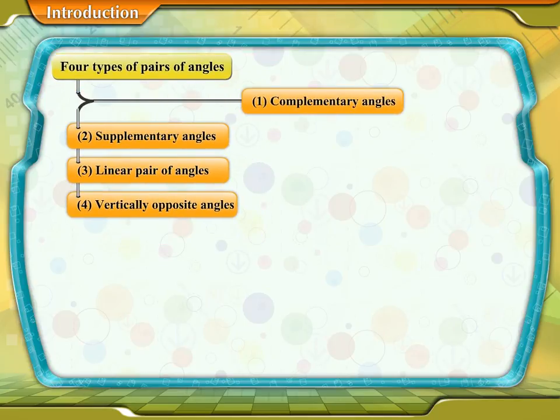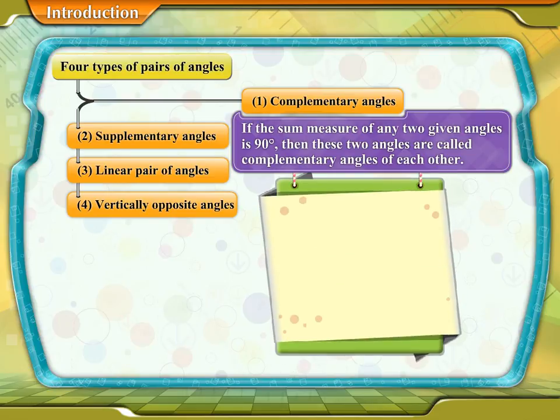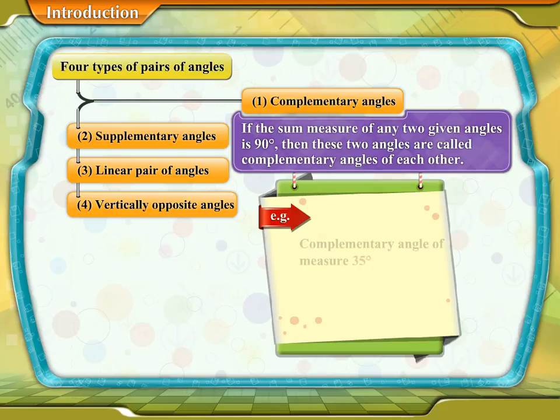Complementary angles. If the sum of the measures of any two given angles is 90 degrees, then these two angles are called complementary angles of each other. For example, the complementary angle of measure 35 degrees is 90 degrees minus 35 degrees, which is equal to 55 degrees.